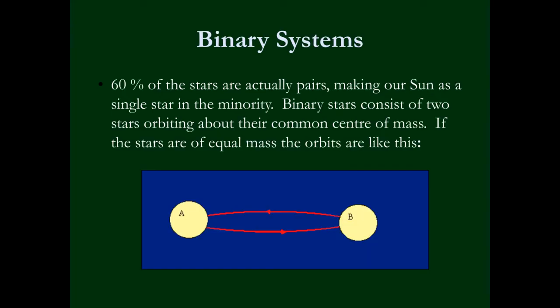Now, binary systems, in fact, 60% of all stars are actually pairs, making our sun as a single star kind of a minority. Binary stars are another interesting feature because we can use this idea of the Doppler shift to work out lots of information about these stars. If the stars are of equal mass, they'll rotate around like this. The center of mass will be exactly in the middle, and they'll be circling that central point.